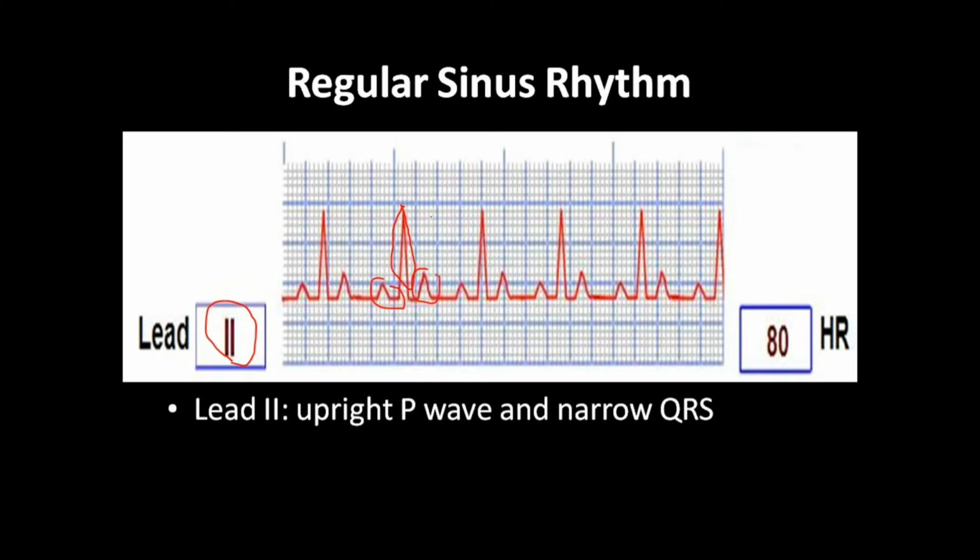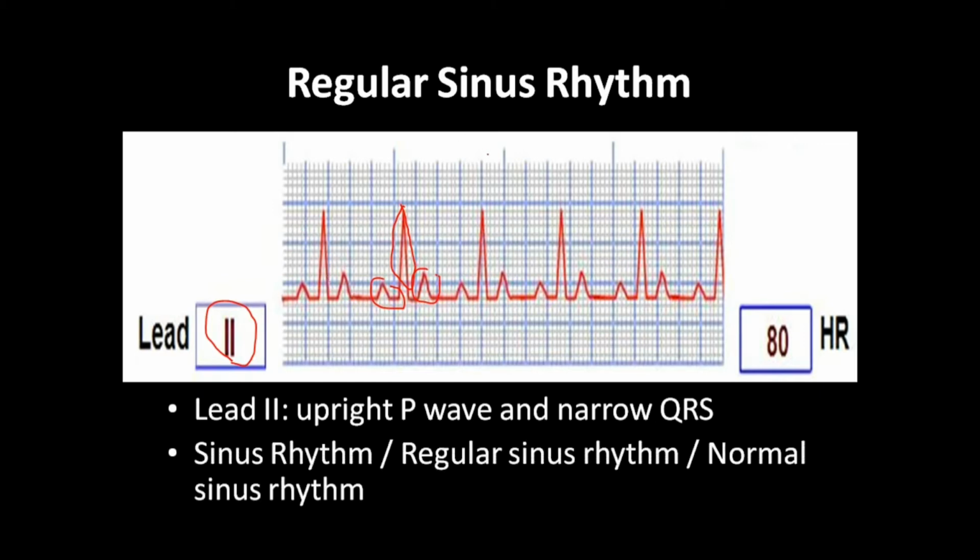This is a feature of regular sinus rhythm, which is also called sinus rhythm or normal sinus rhythm. The pattern of P, QRS and T wave repeats after a short isoelectric line. This is how we can read a regular sinus rhythm. The heart rate is usually between 60 and 100 beats per minute, because the heartbeats are generated by the sinoatrial node.